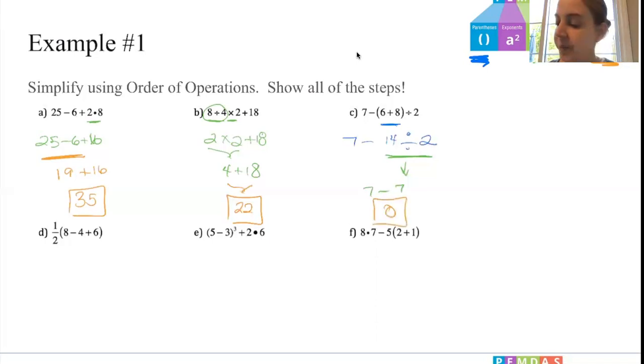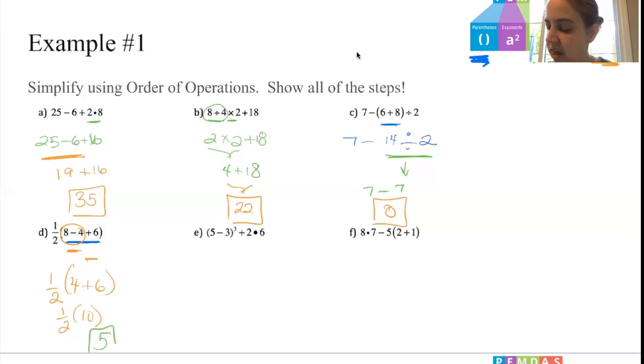Great job. On the next set, example D, we're going to start inside. We're going to deal with parentheses first. But inside those parentheses, we have addition and subtraction. So if we go from left to right, here's the left, here's the right. 8 minus 4 is 4, plus 6, there's a 1/2 in the front. We're going to do the addition. 4 plus 6 is 10. There's a 1/2 in the front, and then I have multiplication. So 1/2 times 10 is 5.